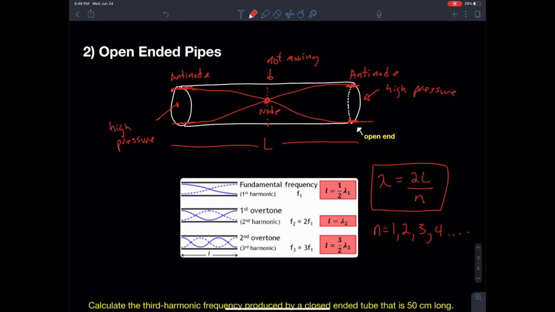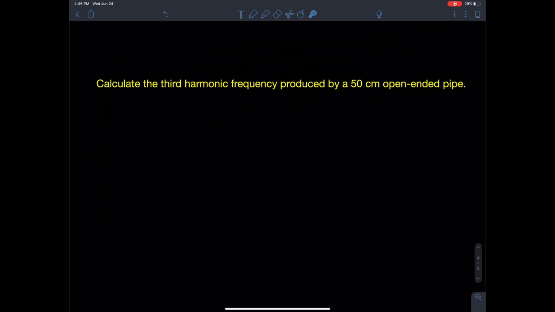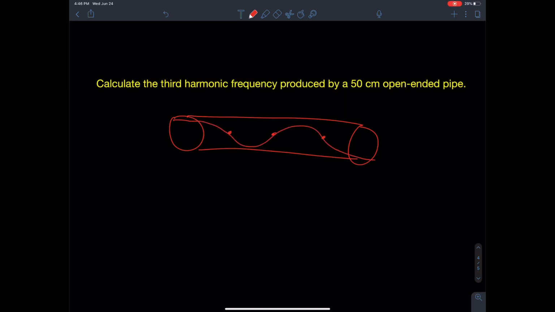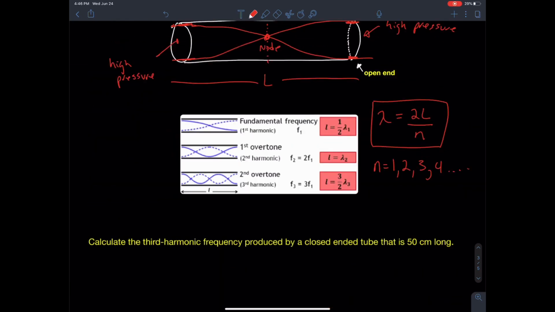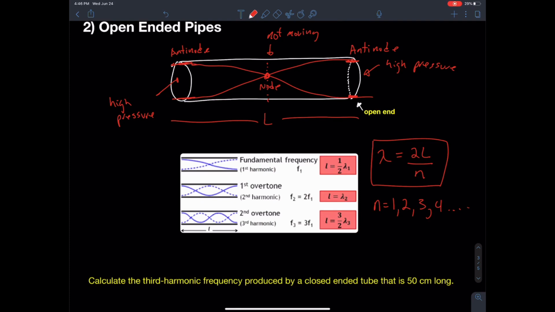Okay, let's imagine again that this tube here is 50 centimeters long, and let's calculate the third harmonic frequency produced by a 50 centimeter open-ended pipe. So if I drew the pipe, the third harmonic frequency would have three nodes inside, and it would look something like that, I believe. Yes, that's our third harmonic.